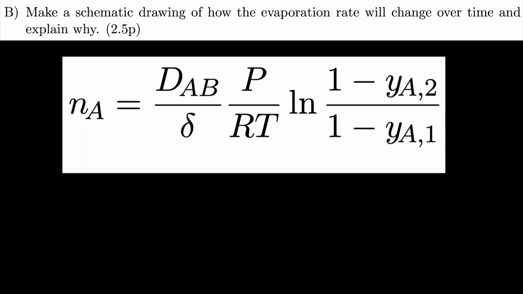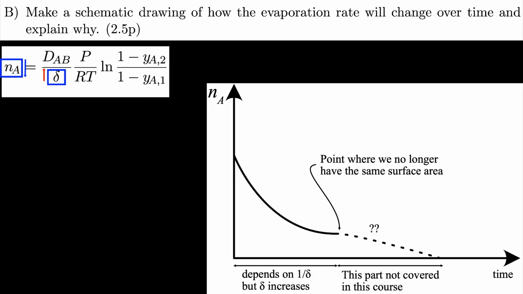In question B, we want to know how the evaporation rate changes over time. In the equations above, everything will be constant except Na and the film thickness. As the liquid evaporates, the film thickness increases, but as the film thickness increases, the evaporation rate decreases. Thus, up to the point where we no longer have enough liquid to keep the liquid area constant, we have an evaporation rate that follows approximately a 1 divided with T shape.